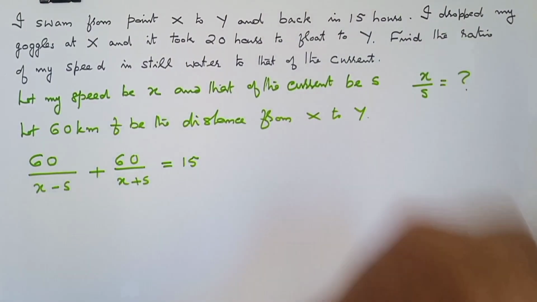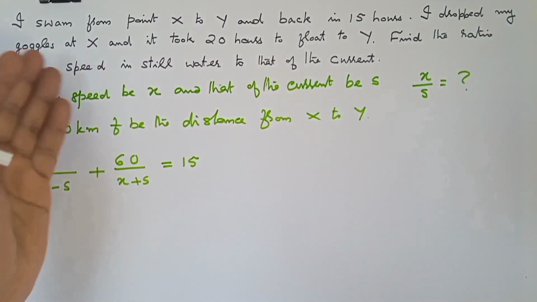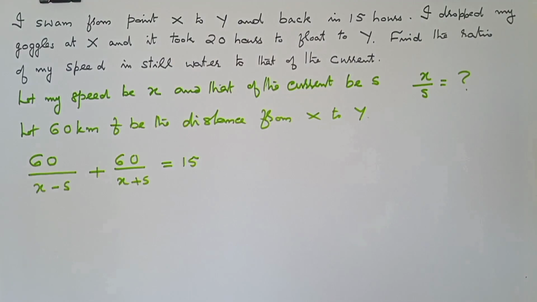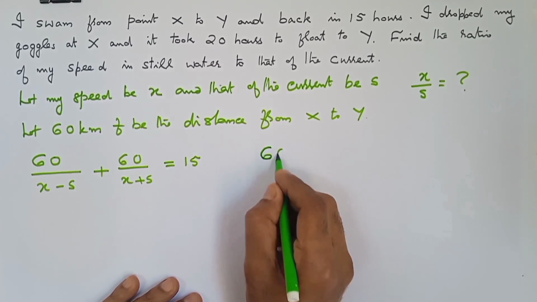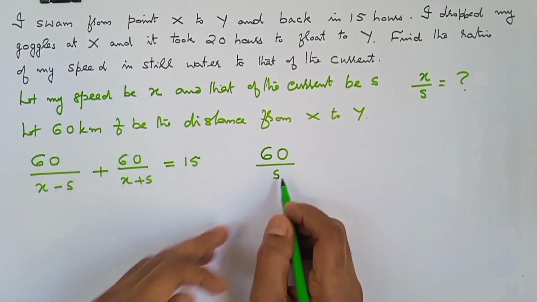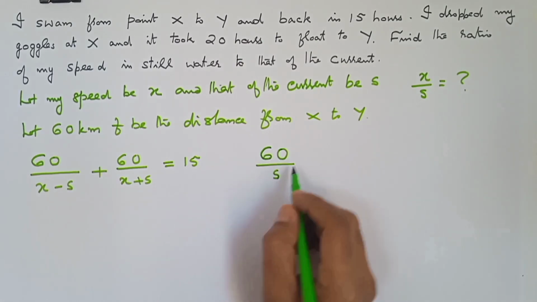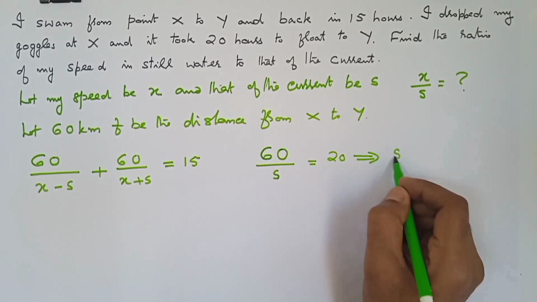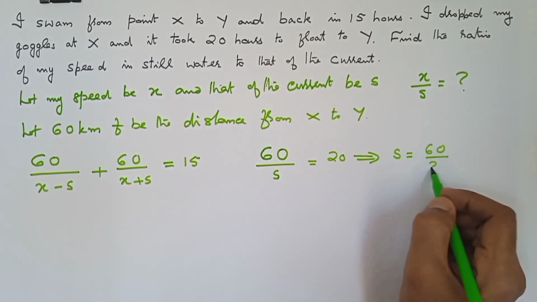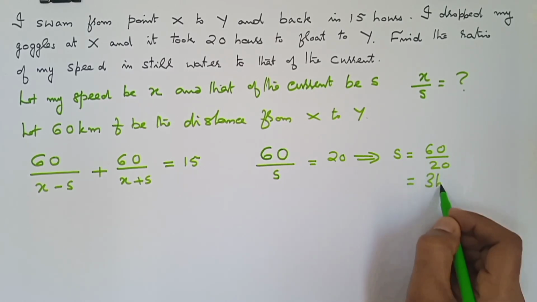The next sentence says, I dropped my goggles at X and it took 20 hours to float to Y. What does that mean? As soon as I started swimming, by mistake I dropped my goggles and it moved with the speed of the stream. See, it can't swim on its own. So it's floating to the other end of the point, which is Y, with the speed of the stream. And the total distance is assumed to be 60, and S is the speed of the goggles, so moving from X to Y. So this is the distance by speed. That will be the time, and that's given to be 20 hours. This implies S is equal to 60 by 20, which is 3.